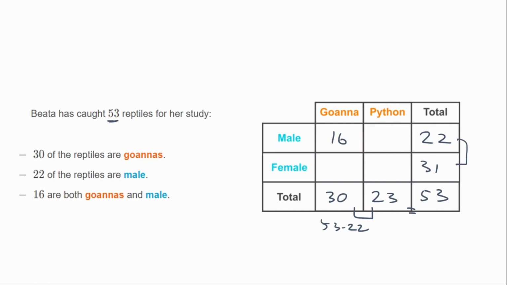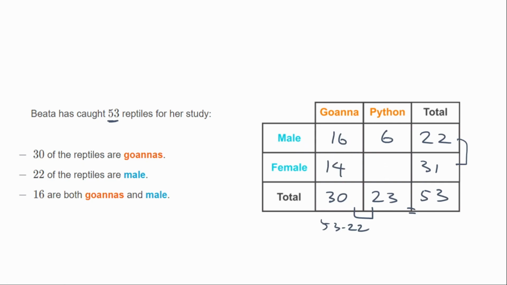Alright, so pretty similar with the rest of them. The number of male pythons here is just going to be 22 minus 16. So that will be 6. For goannas, this box plus this box needs to equal 30. And if I do 30 minus 16, that's going to give me 14 there.